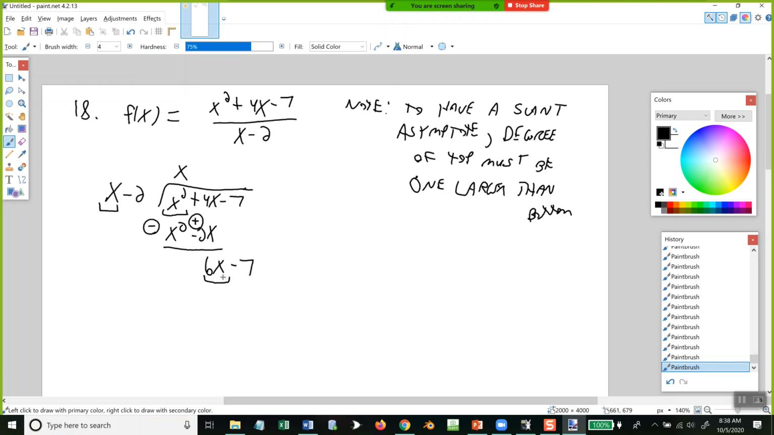Again, you look at the first term of each side, what goes up on top. I ask myself, what times x gives me 6x? And that'd be 6. 6 times x is 6x. 6 times negative 2 is negative 12. Subtract that line, we'll flip signs. So it becomes a negative, this becomes a positive. 6x minus 6x drops away. Negative 7 plus 12 is 5. But our step said to drop the remainder. So this would be our slant asymptote. It'd be y equals x plus 6.